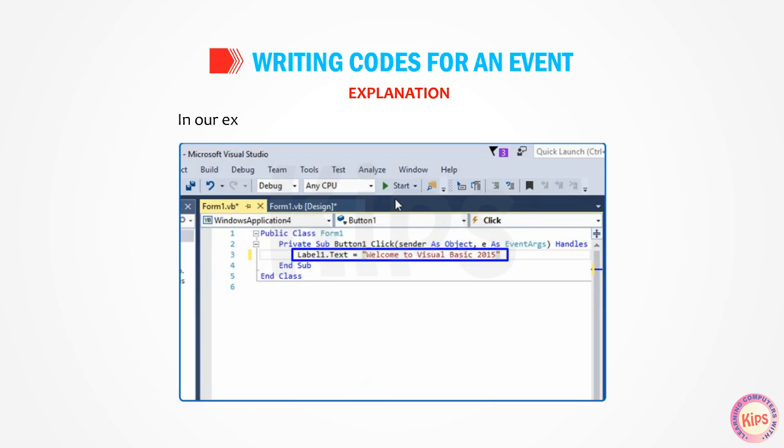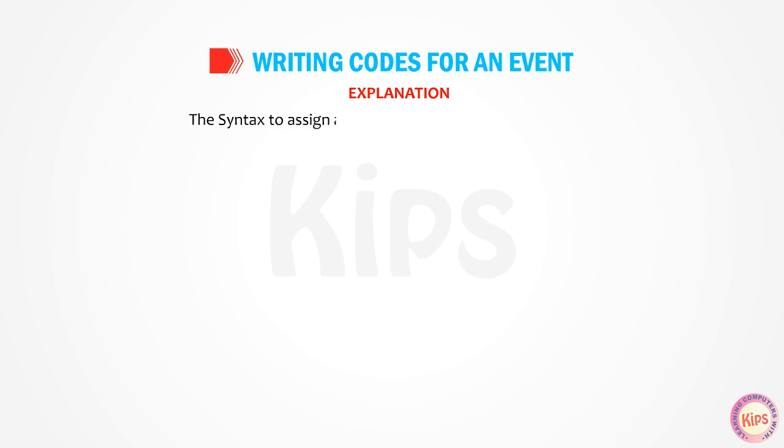Explanation. In our example, we are assigning some text value to the label. The value is assigned to the label when the button is clicked at runtime. The syntax to assign a value to the property of an object is object.property equals value.